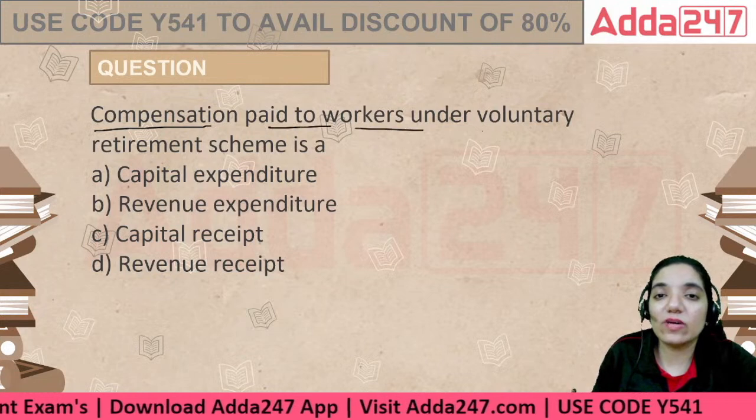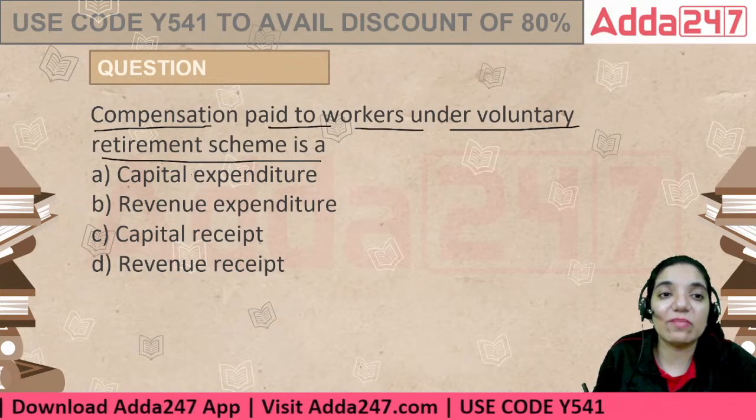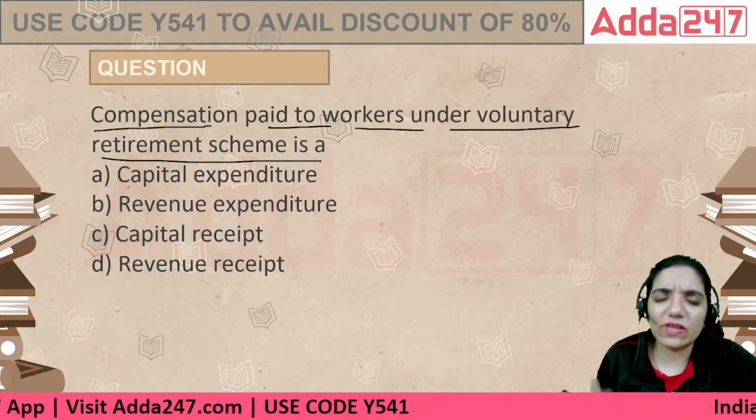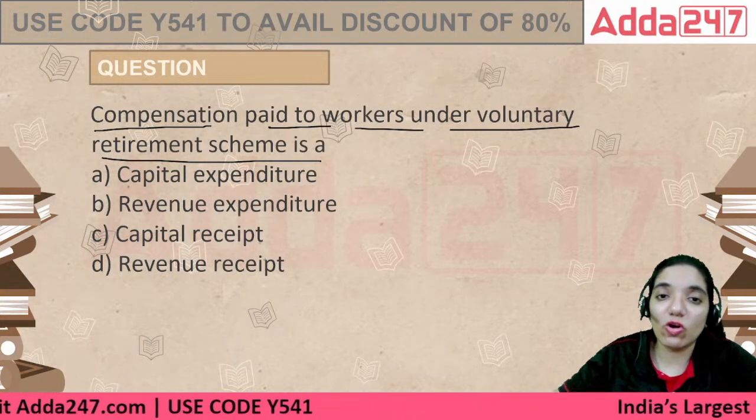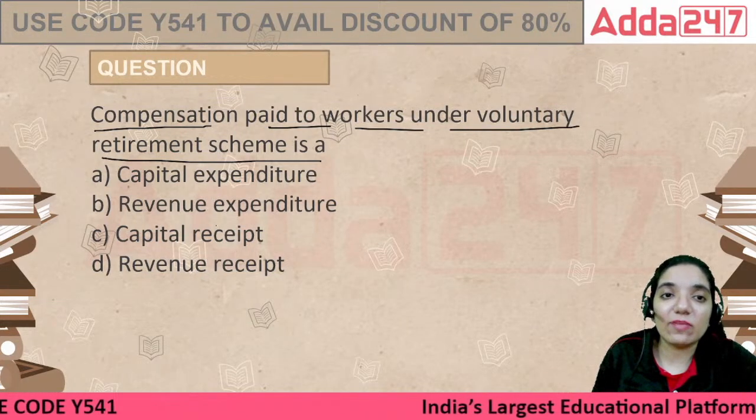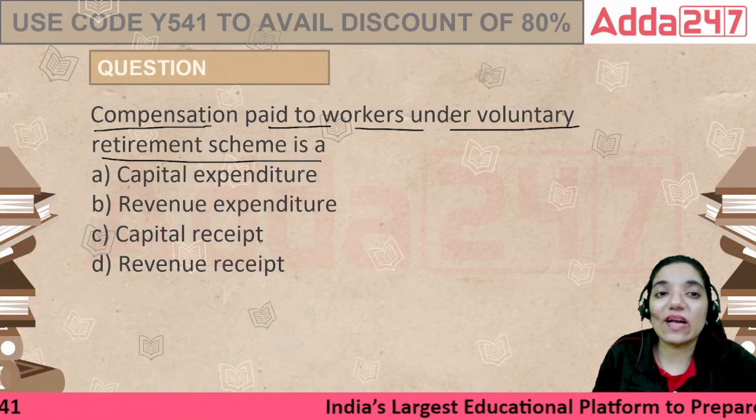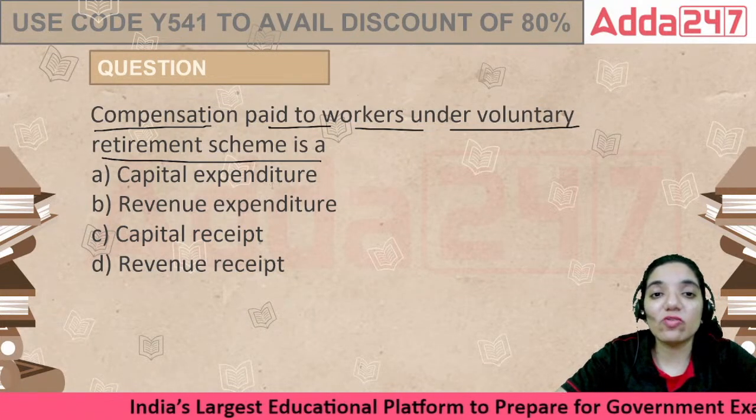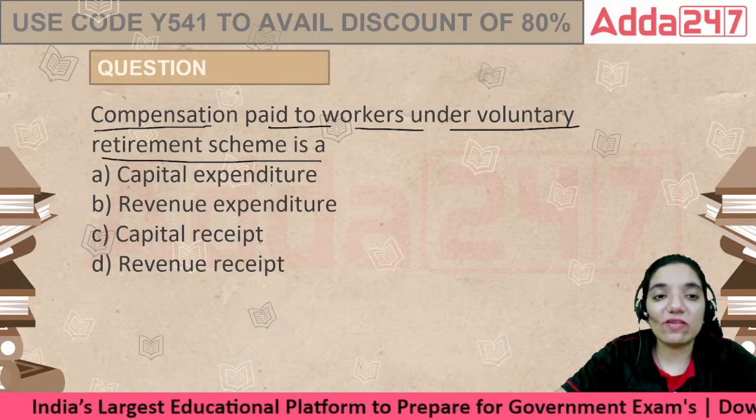Okay, here comes the next question, everyone. Compensation paid to workers under a voluntary retirement scheme. If we are paying the workers who have worked with us for so long, what will you do there? Will it be treated as a capital expenditure, revenue expenditure, capital receipt, or revenue receipt?